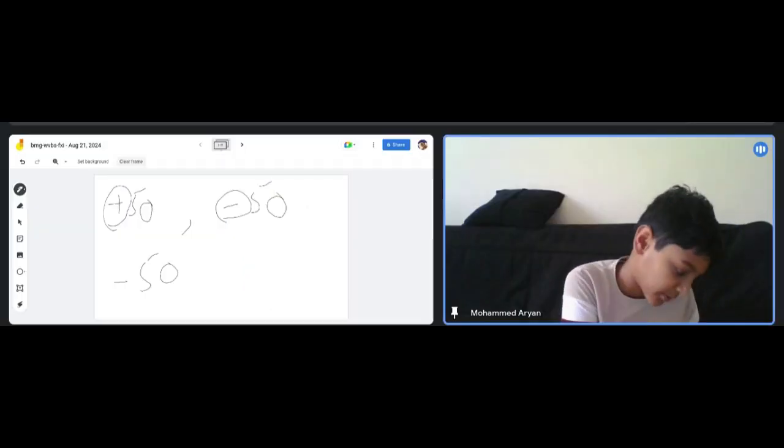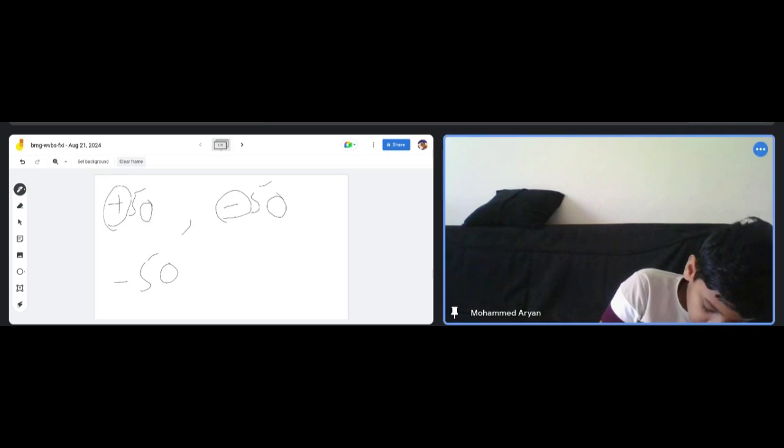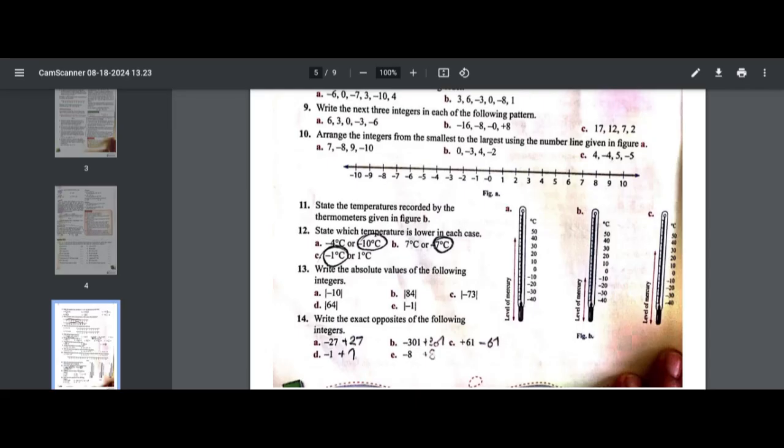Should I do it on the textbook or write it in my notebook? No, you have to do this on your textbook because there is a number line already drawn. There is 6, 3, 0, -3, -6. Then I have to write on each of the following patterns. If I start from +3, +6, then it will be +9, +12 and +15. This is one side, and on the other side, same thing, -9, -12, -15.